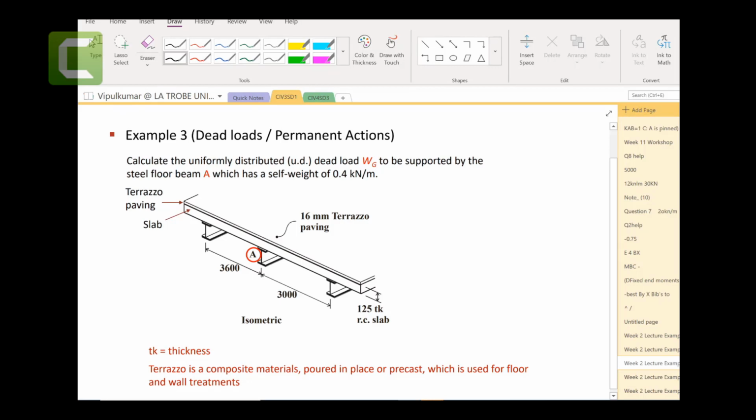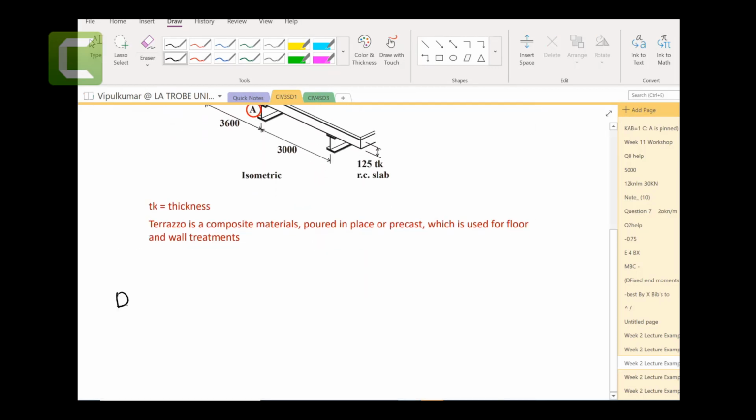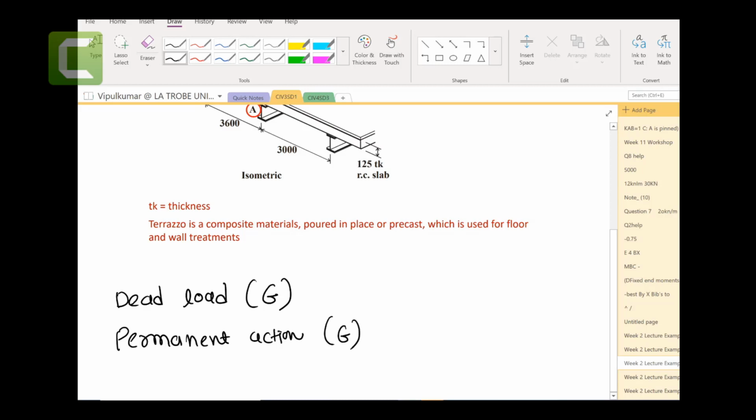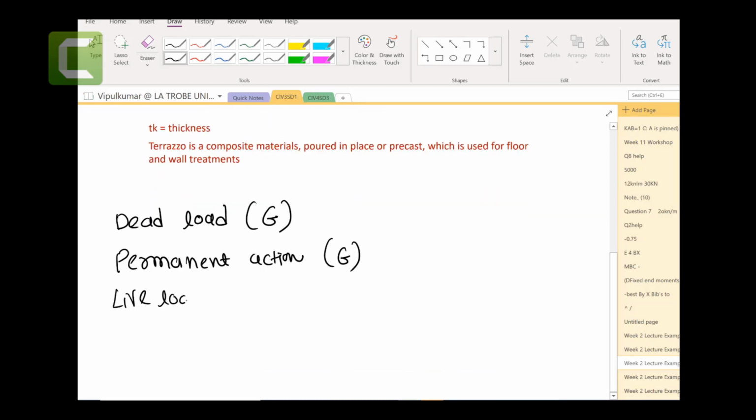And by the way, let me add one thing. The standards, the dead load is denoted by capital G. The standard says permanent action. Permanent action, that's the vocabulary they use, and they denote it by G. Live load we denote by Q, also in the standards, and they call it imposed actions. They also denote it by Q.